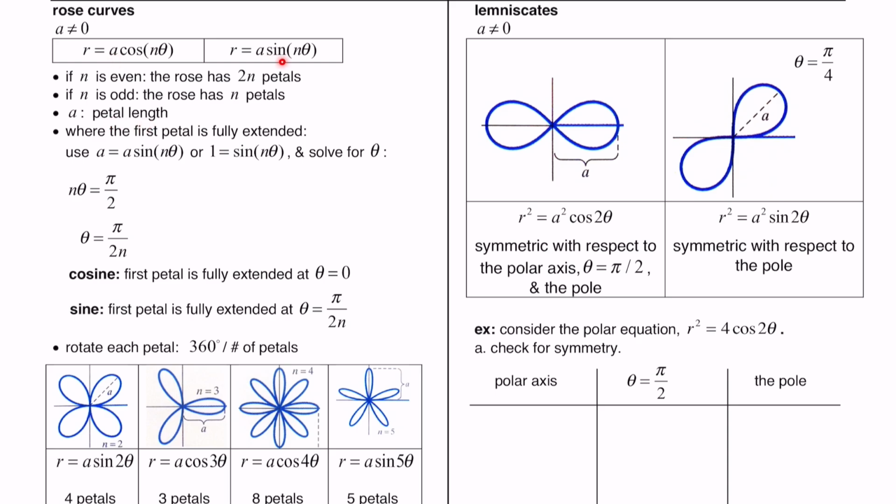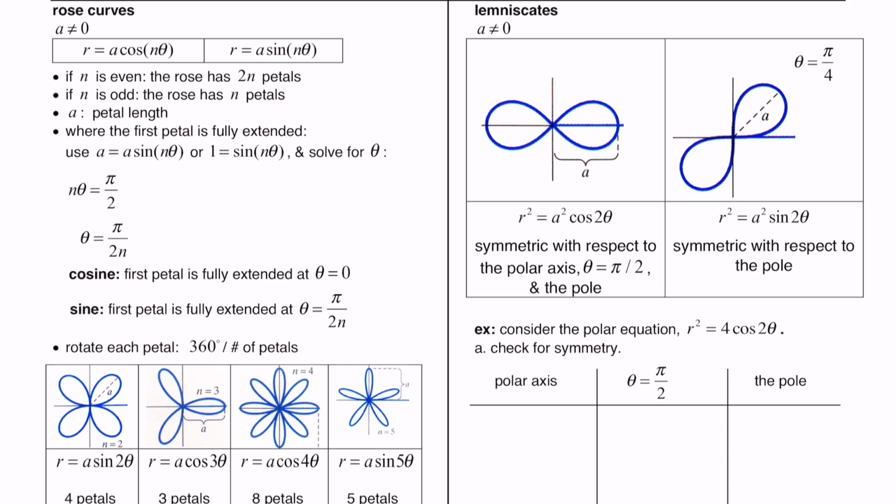If the equation has a sine in it, then you're going to figure out where the first petal is fully extended by essentially taking the a value and plugging it in for r. When you divide both sides, you end up getting 1 equals sine of n theta, and then you solve for theta. Every single time you do this, you're going to eventually say sine of what angle equals 1, and that's going to be pi over 2. So you take the inside, which is n theta, set it equal to pi over 2, and if you divide both sides by n, you end up getting that theta is equal to pi over 2n.